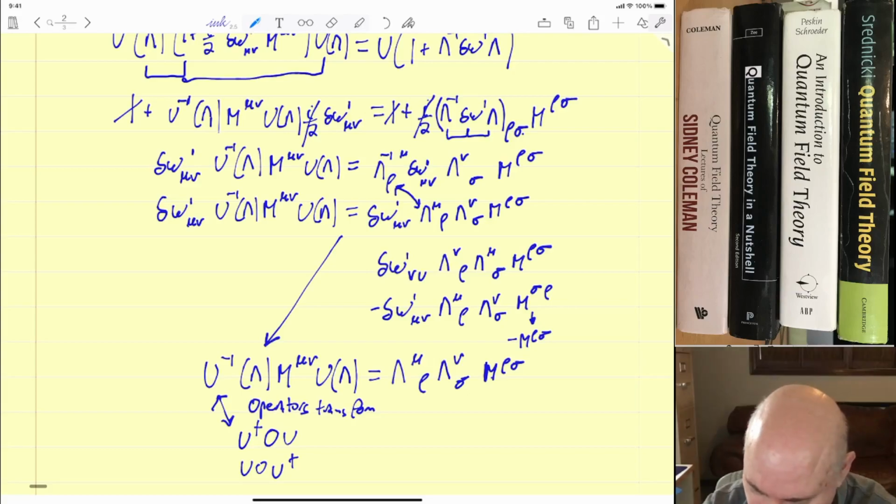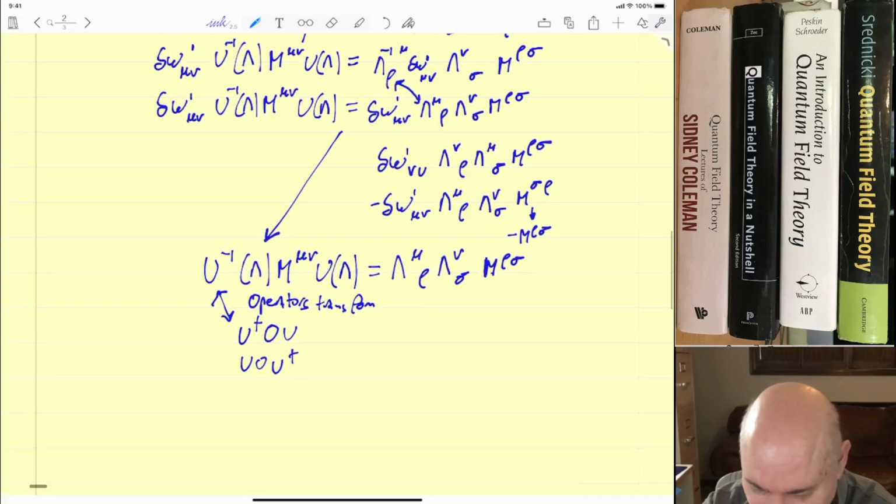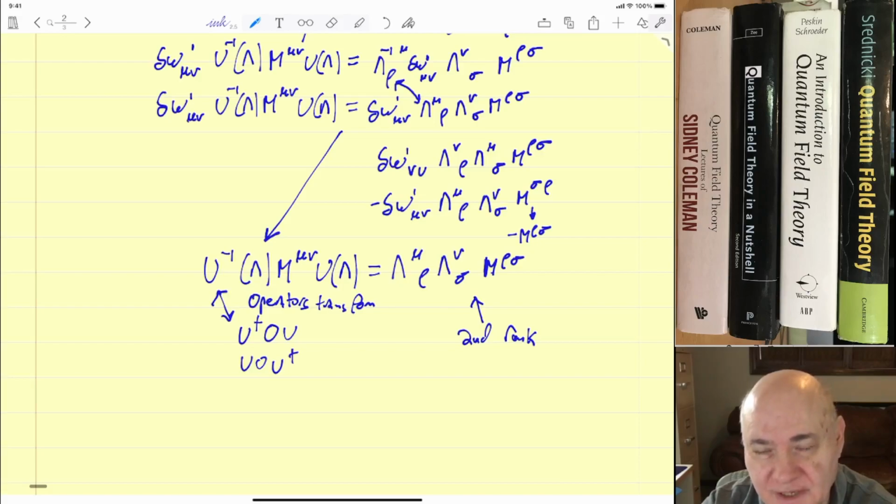I still haven't completely figured out the consistency among all the books, but usually this is used for some of them. That's how operators transform, and this is how second rank tensors transform. What does rank mean? Rank in tensor analysis and in matrices means the number of indices on the tensor. So here are two indices, so this is a second rank or a matrix tensor.